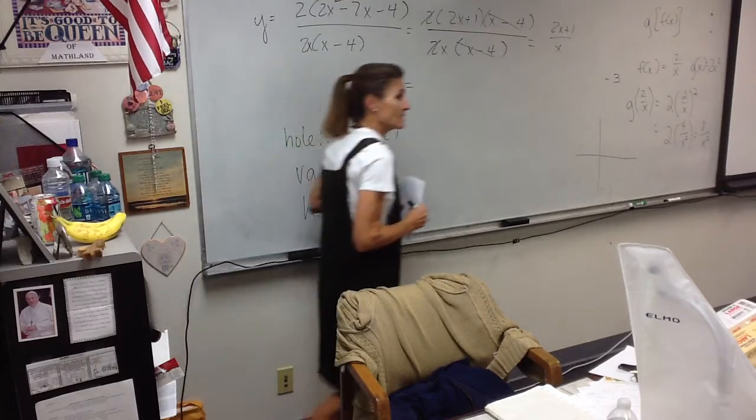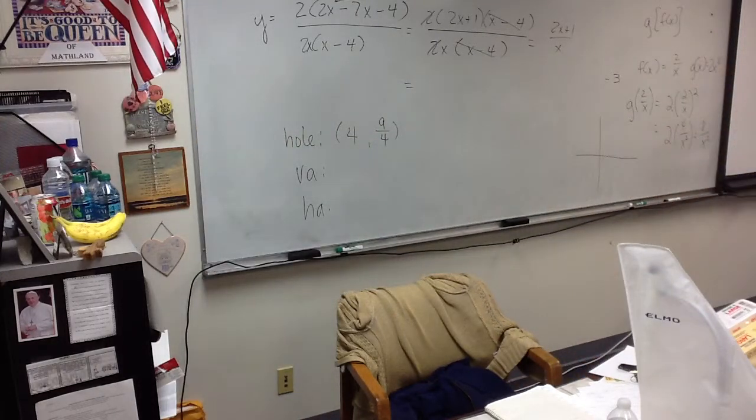Where's my vertical asymptote? Where? 0. Oh. Yeah, should I not be? Should be. Oh, okay.